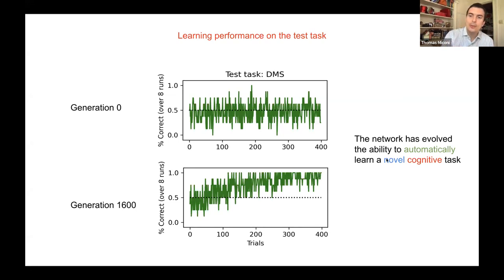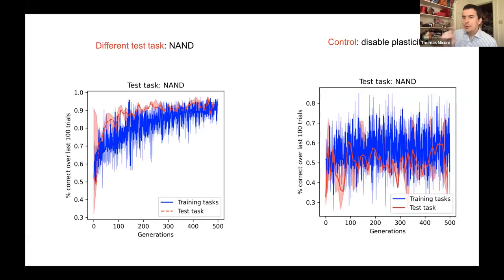In other words, the network has evolved the ability to learn automatically a novel cognitive task that it has never seen before, just from the operation of its own evolved machinery. Here I'm showing two different controls, two safety tests. First, I try what happens when I use a different task as a withheld task. That is, instead of using delayed match to sample, I use the logical NAND between the two stimuli. And we see that it works even better because, again, as I said, the delayed match to sample is easily the most challenging task of the whole set.